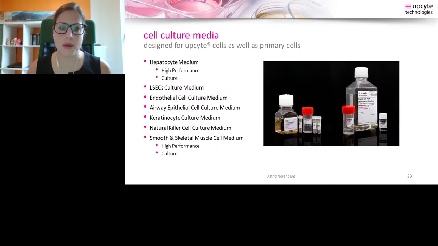As I said at the very beginning, we not only offer the cells, we also have media which comes along with the cells, which is specially designed for our upcyte cells, but can also be used for primary cells.